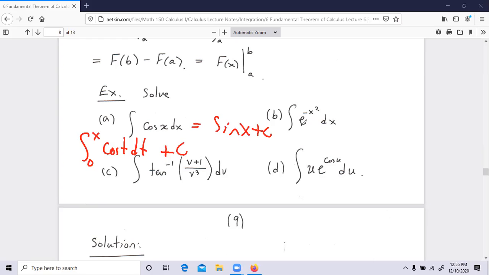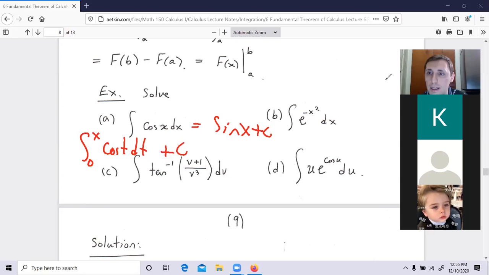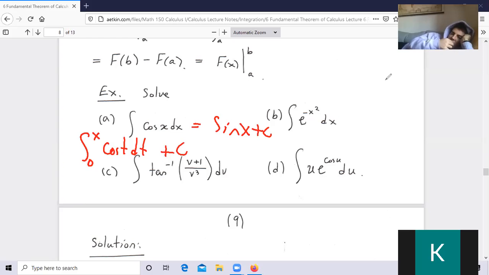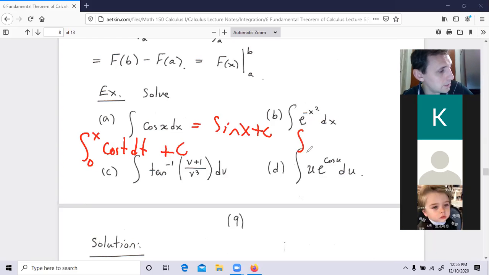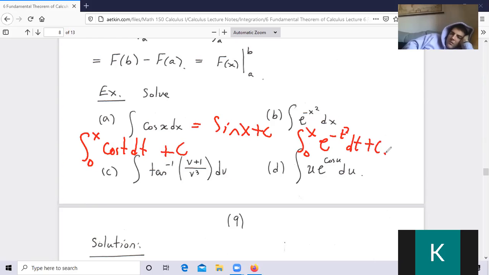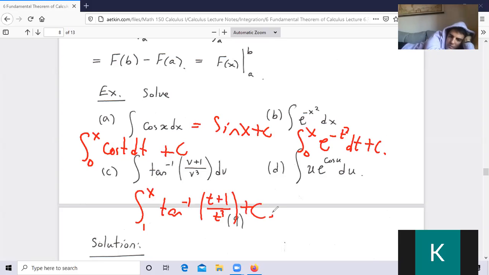Now, similarly, what about b? The integral of e to the minus x squared dx. Sometimes you're able to find a nice formula, sometimes not, but there is an antiderivative, and it can be written, let's say, as the integral from 0 to x of e to the minus t squared dt plus a constant. I can do the same thing here. I can use any value I like, maybe 1 here: the integral from 1 to x of tangent inverse of t plus 1 over t cubed, plus c, is the answer to c.